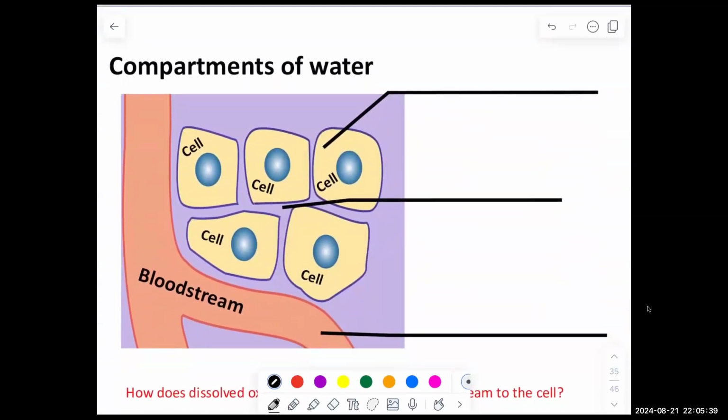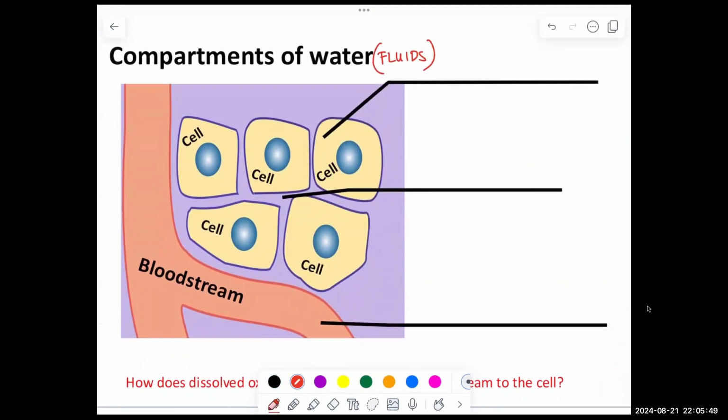We're going to call these compartments of water fluids because that's what they are. Okay. The yellow stuff, this stuff inside the cell, that is your intracellular fluid. And that fluid has a specific name. You're going to call it also the cytoplasm. That is the fluid inside of the cell.